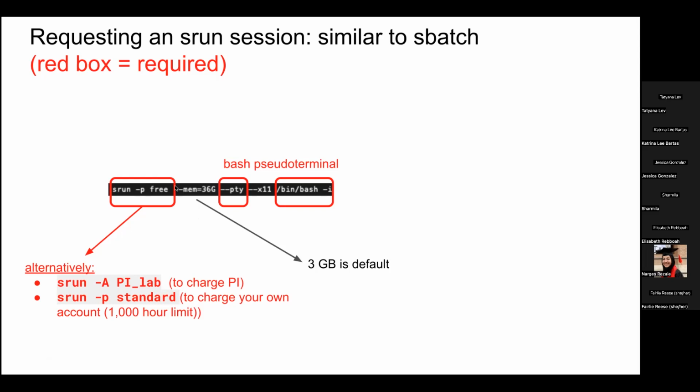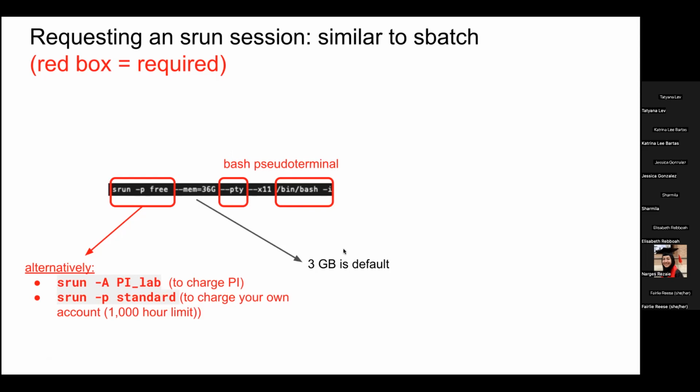There are some optional things you can specify in there if you know what you're looking for, like a particular amount of memory or whatever it is. And then two important parts you also have to specify are the bash pseudo terminal part. So you have to have this --pty and then the path to the bash interpreter.